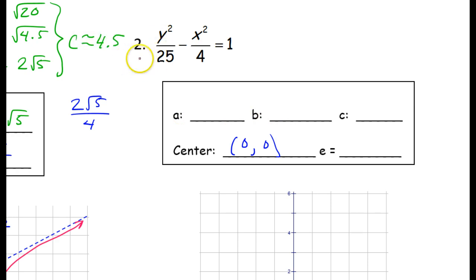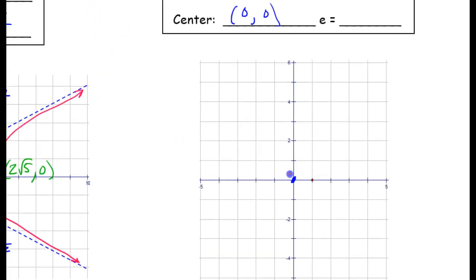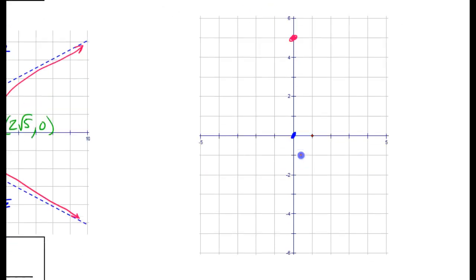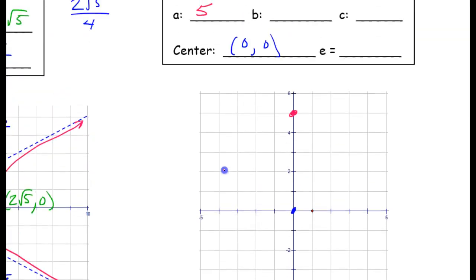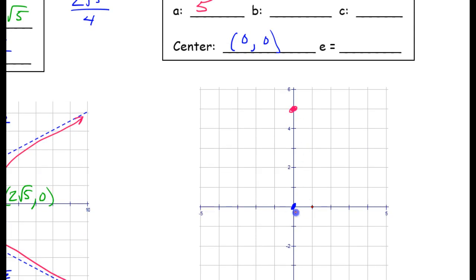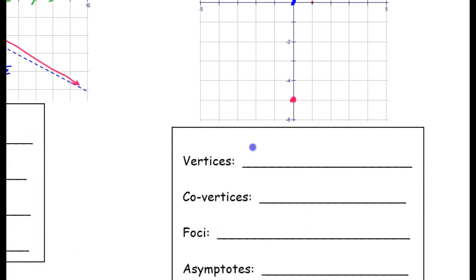For hyperbolas, the first denominator will always be a squared. The denominator of the positive term is a squared. Therefore, a is 5. Notice how the 25 is with the y term, so I'm going to do my plus and minus 5 in the y direction. In other words, I will go up 5 and down 5 from the center. These are my vertices, ladies and gentlemen. So I could write that down right now. So 0 comma 5 and 0 comma negative 5.